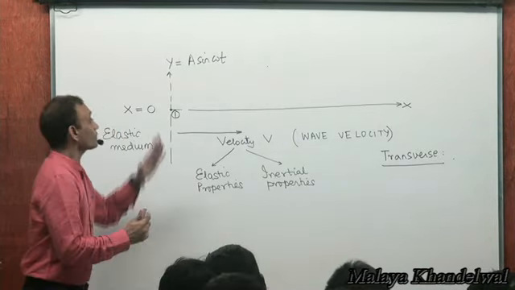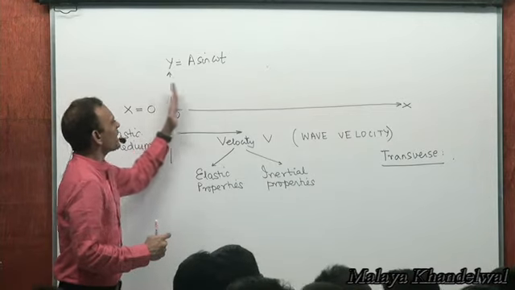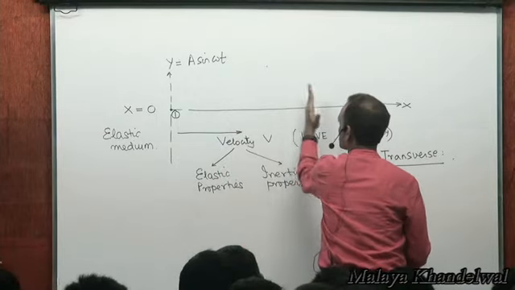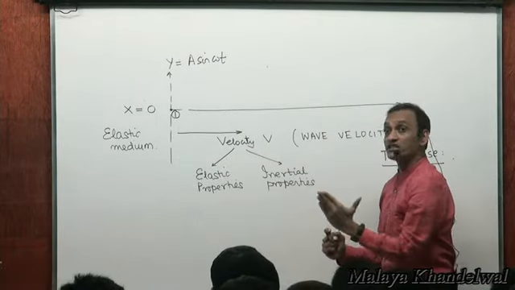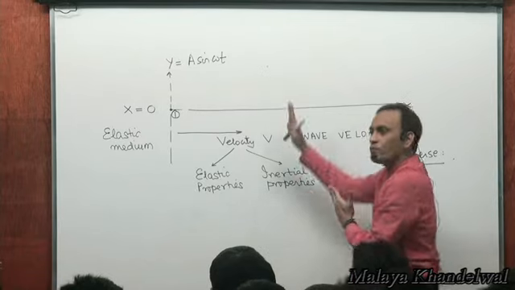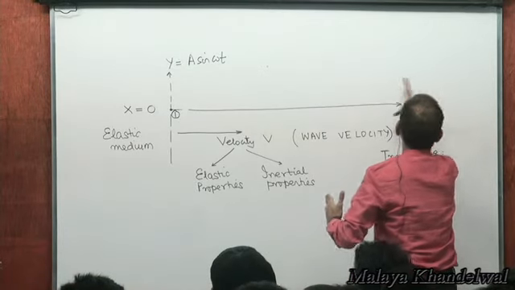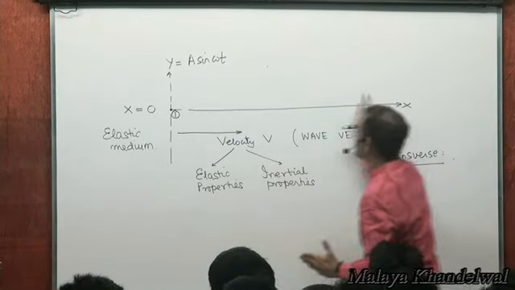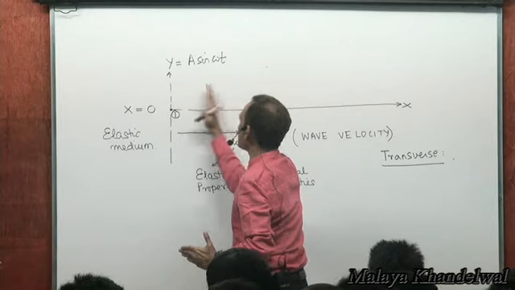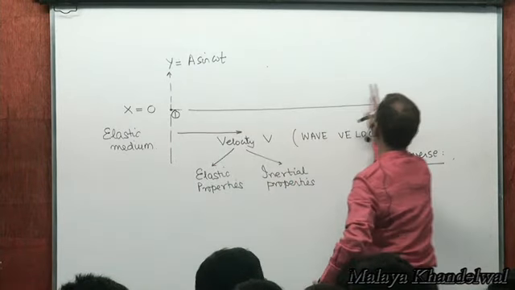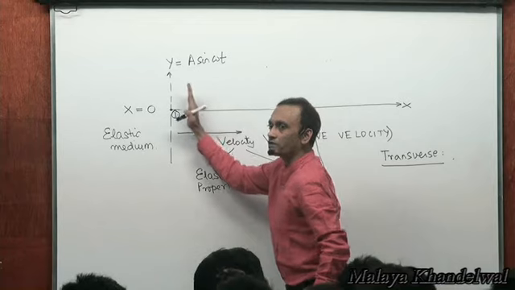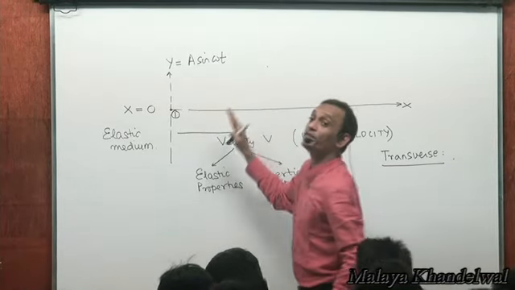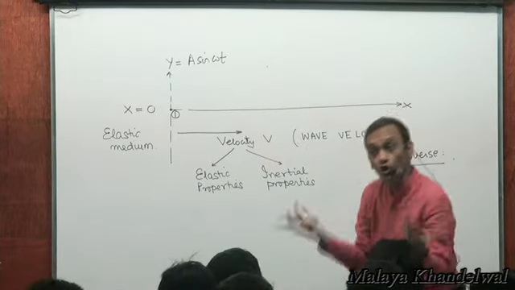Sometimes the particles execute simple harmonic motion like this, and the disturbance also travels like this. Neighboring particles get influenced by this motion. The disturbance travels in this direction, progressively influencing the motion of those particles, right? So in this case, the motion of the particles is like this, and the disturbance is also traveling this way. So when the motion of the particles is parallel to the direction of wave propagation, then the wave is referred to as a longitudinal wave.